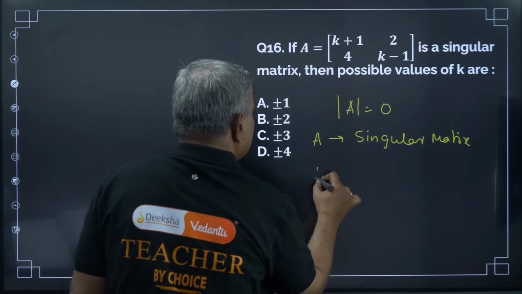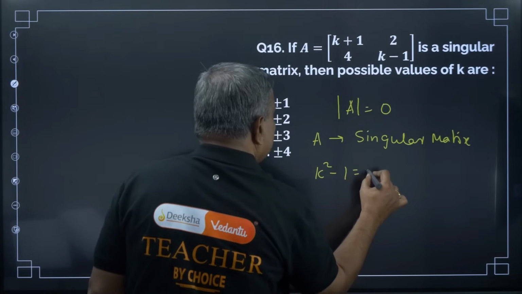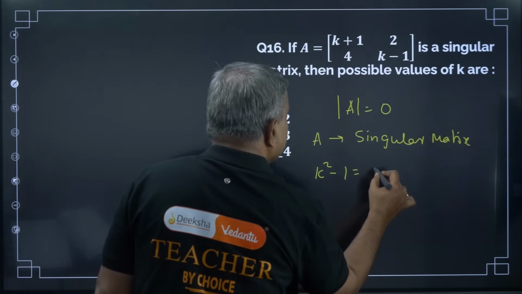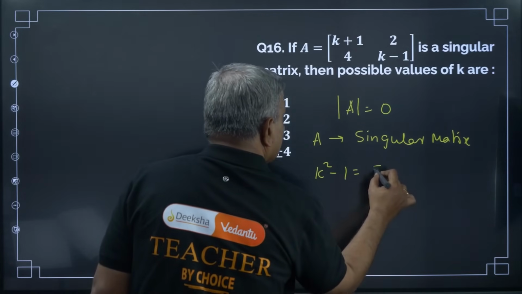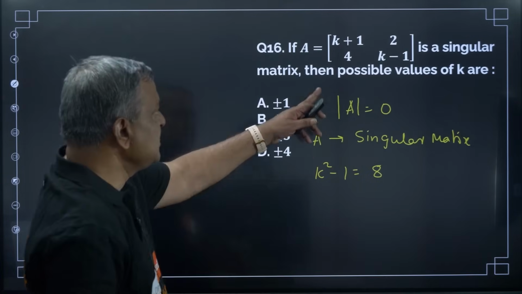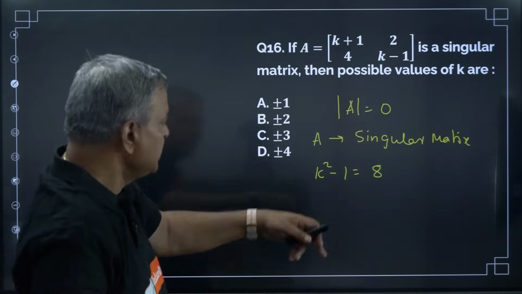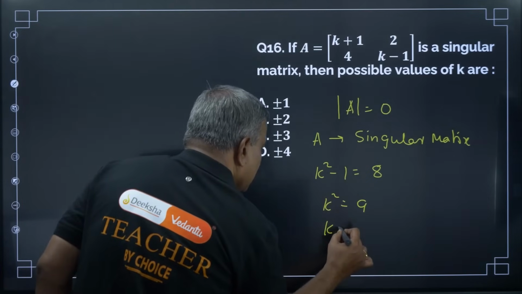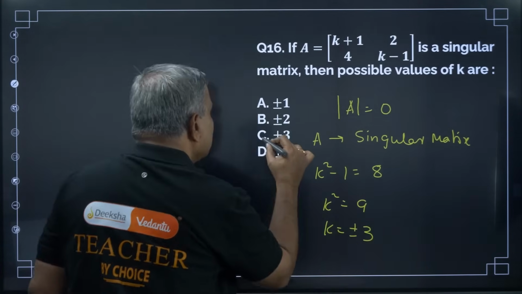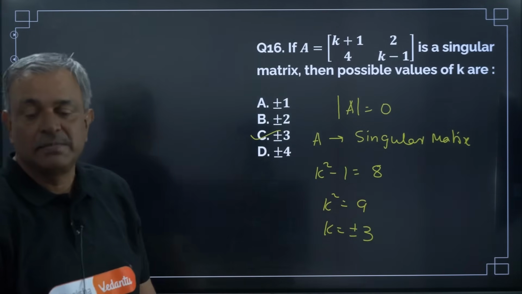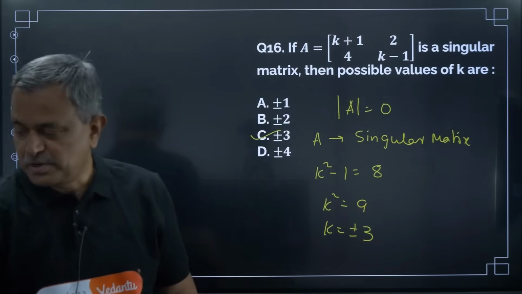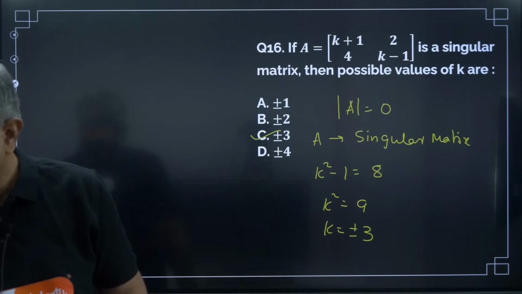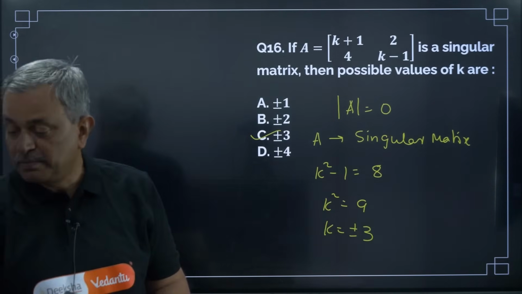So what you'll get here? You get k square minus 1 is equal to 4 2s are 8. That is k square minus 1 minus 8, so we get k square is equal to 9. So k equal to plus or minus 3. This also takes hardly any time because you can do it within a less stipulated time. So this was the question, plus or minus 3.